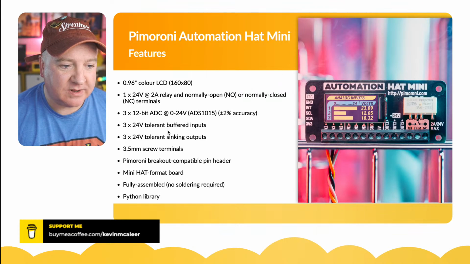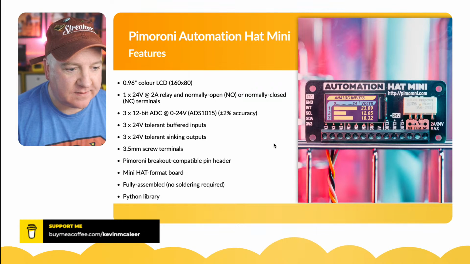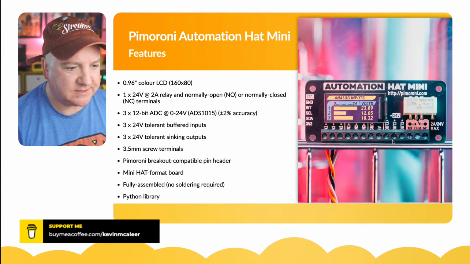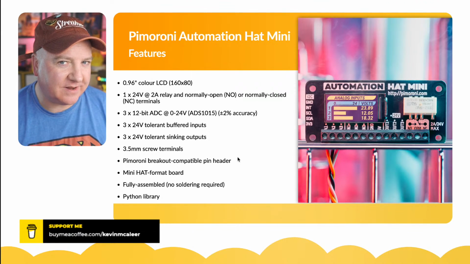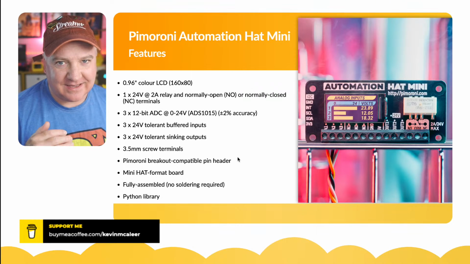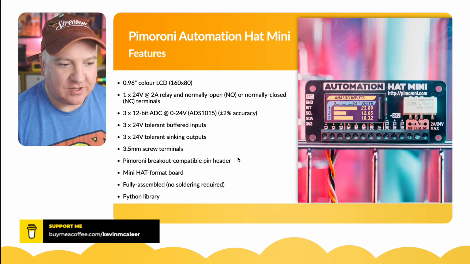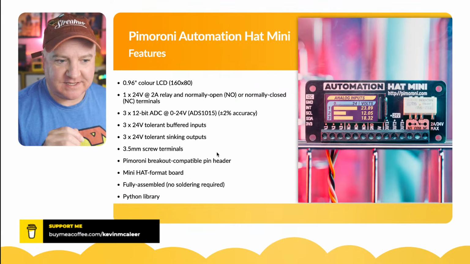There is another 3 24-volt tolerant buffered inputs. There, input 1, 2 and 3, and you've also got the sinking outputs there, 1, 2 and 3, and they're all 24 volts out as I understand it. Not sure, I couldn't find in the documentation if you could output 5 volts. I think it's just a straight 24, so you'd have to take that and drop it down yourself outside of this device.